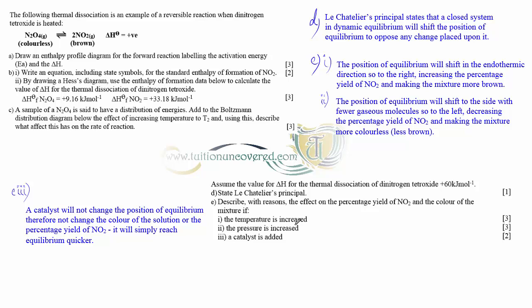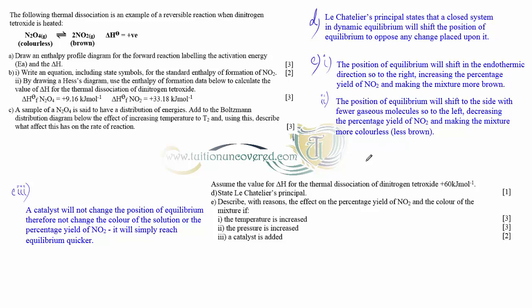Increasing the pressure will shift it to the side with fewer gaseous moles, trying to oppose that change, which in this case is to the left, so position of equilibrium will shift to the side with fewer gaseous moles, so to the left, decreasing the percentage yield of NO2 and making the mixture more colorless, less brown, because N2O4 is colorless. So I said less brown because you may still have some of the NO2s in there. Less brown would be better than colorless, or more colorless. It's saying the same thing.